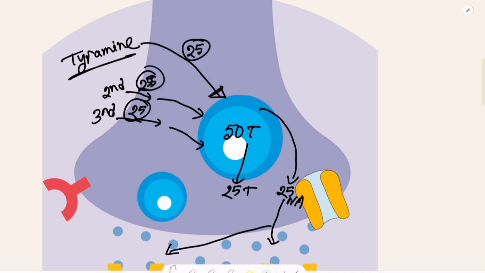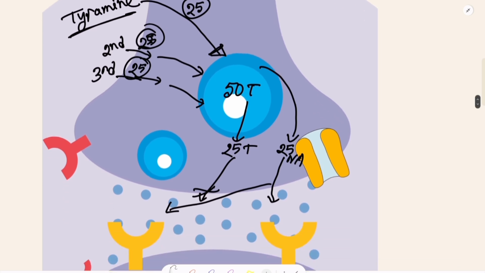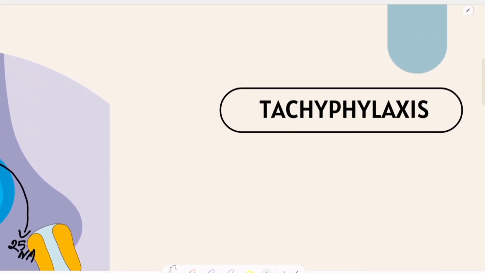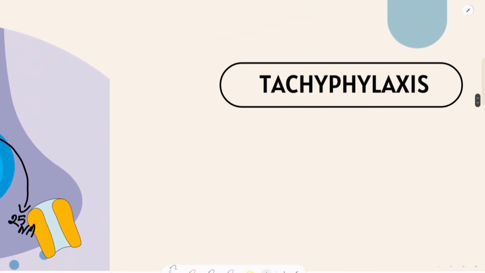When tyramine comes into the synapse, it cannot produce the action because it cannot act on the receptor, and the sympathetic action will suddenly stop. This phenomenon is known as tachyphylaxis. Tachyphylaxis is divided into two parts. Tachy means rapid or fast, and phylaxis means development of tolerance.